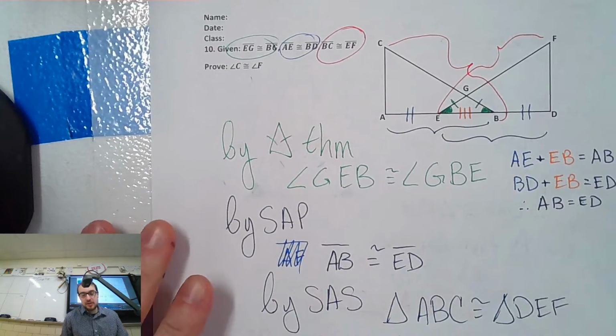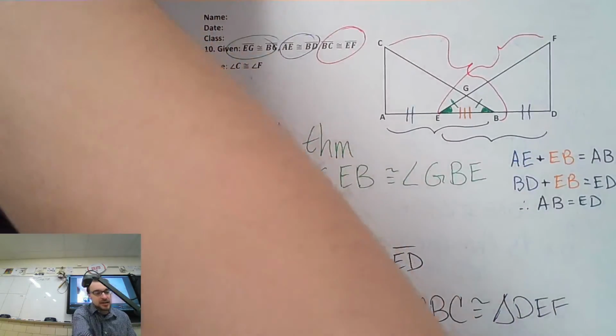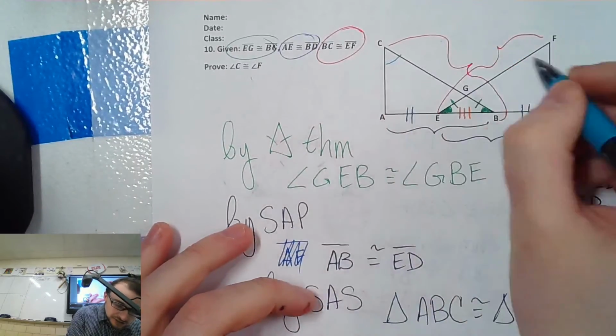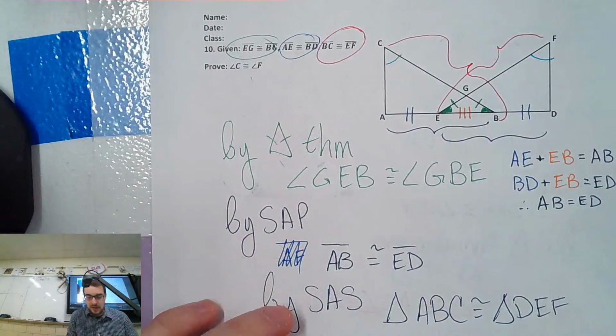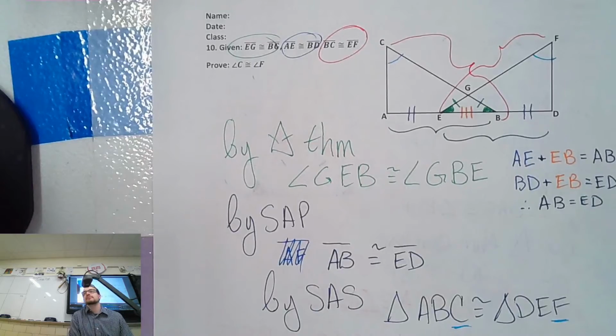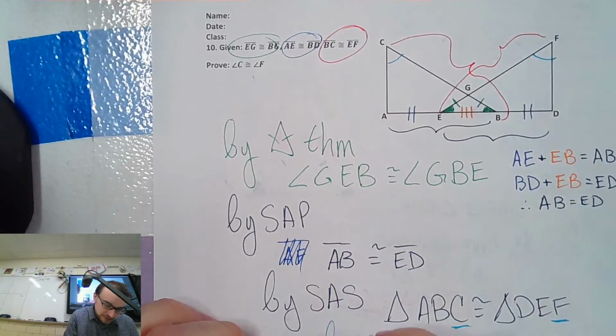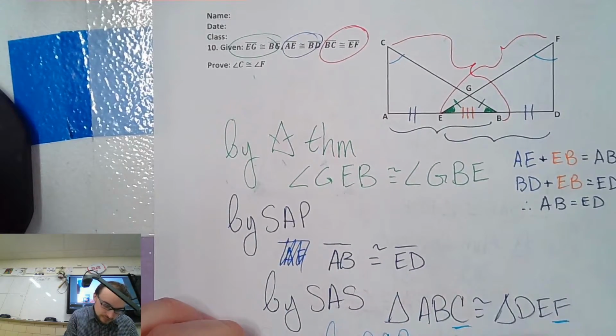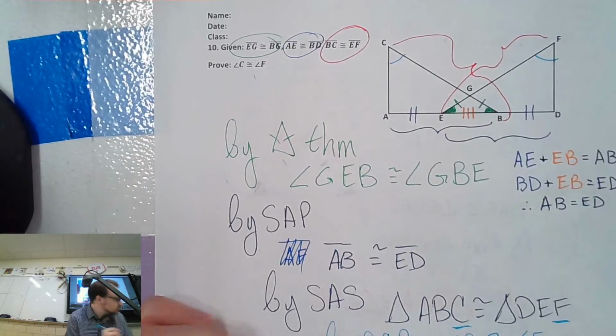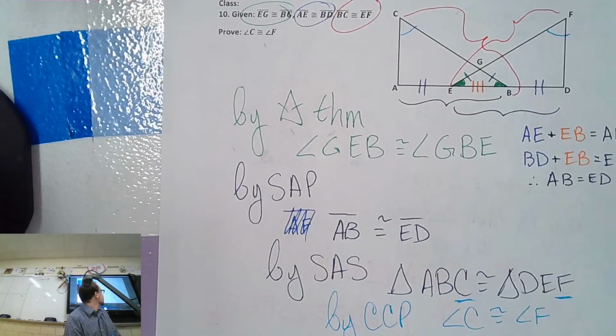And if the triangles are congruent, then their parts are. So now we can say that angle C is congruent to angle F. And we know that because, look, C and F are corresponding, right? So by CPCTC, angle C is congruent to angle F, and it's because they're corresponding.